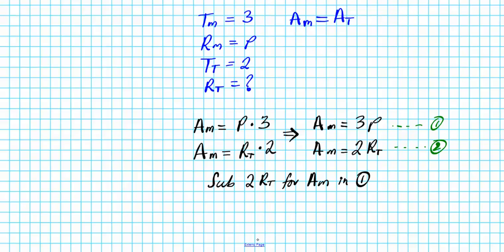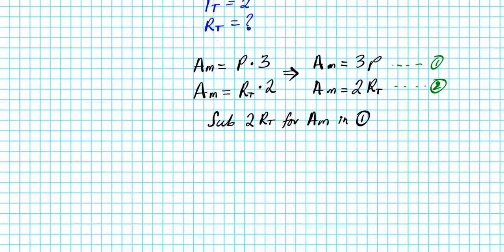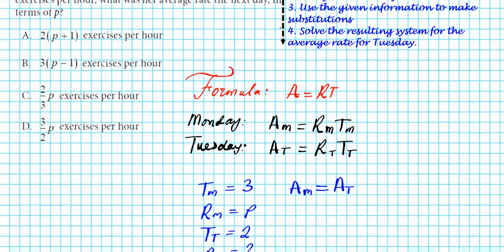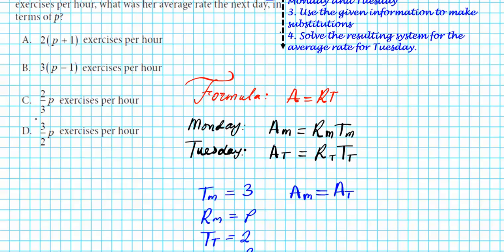We have, instead of AM in equation 1, 2 times RT equals 3P. What are we solving for? We're solving for her average rate on Tuesday, RT. So to get that isolated, you simply divide both sides by 2. And then your average rate for Tuesday is equal to 3 over 2 P. Final answer for question number 20 is option letter D. Okay, her rate in terms of P is 3 over 2 P exercises per hour.